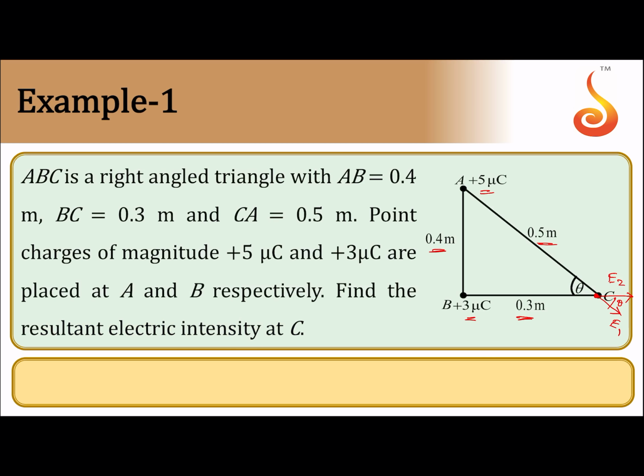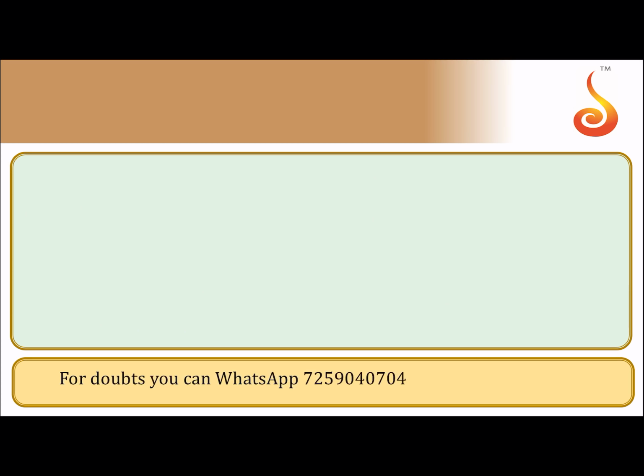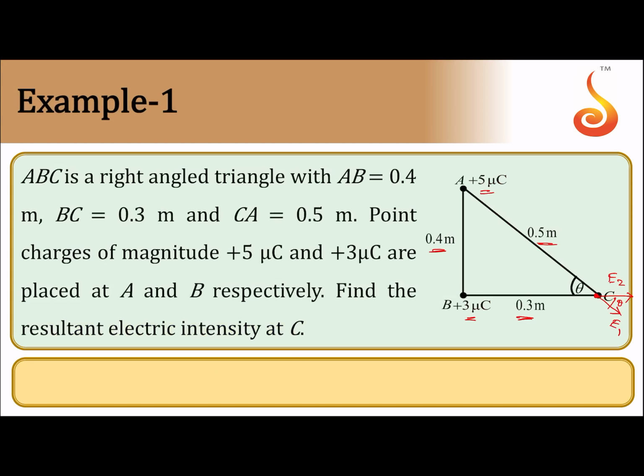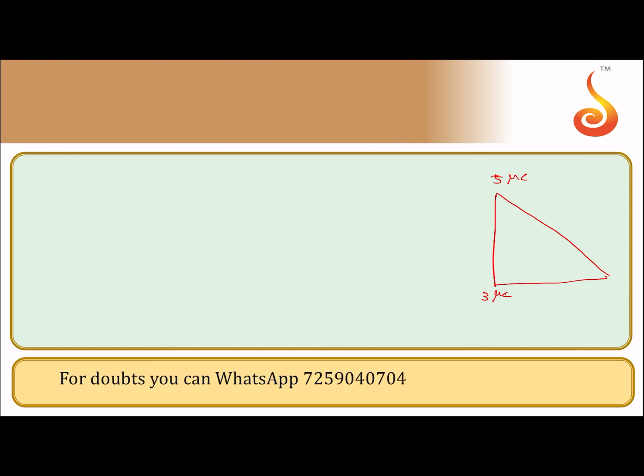Let me just redraw the diagram once again. So, you have 5 and 3. So, you have 5 microcoulomb, 3 microcoulomb and 0.4 and 0.3. This is 0.4 meters, 0.3 meters, 0.5 meters, and this is point C, this is A and B.